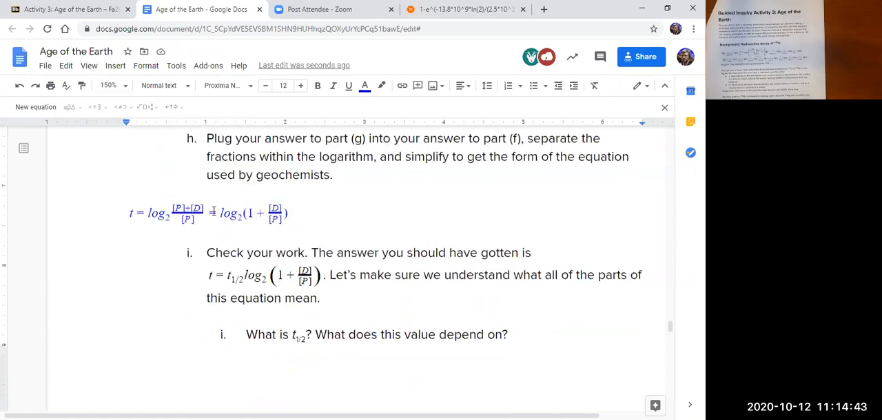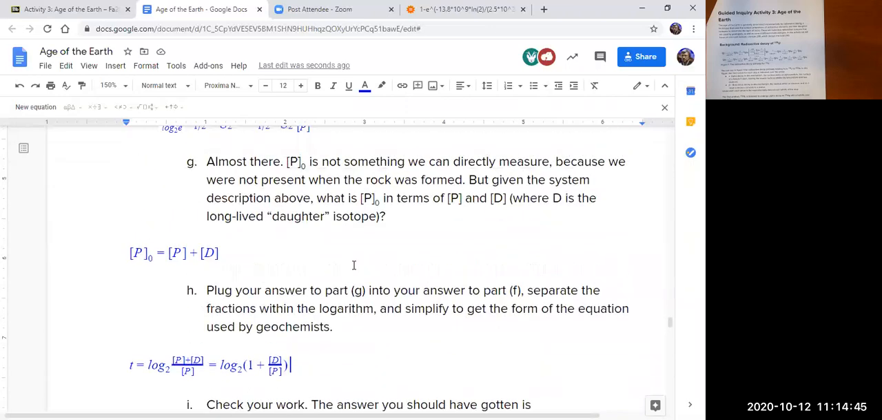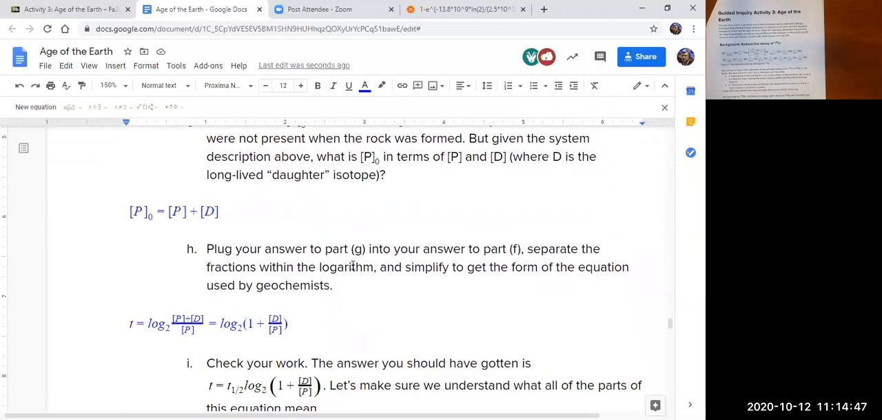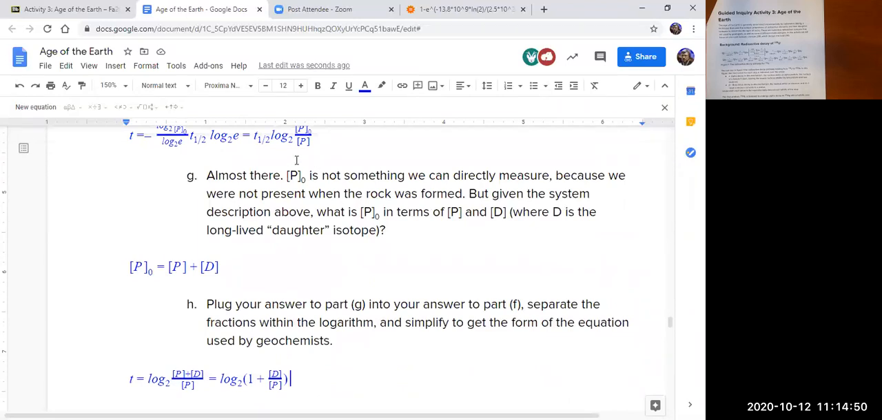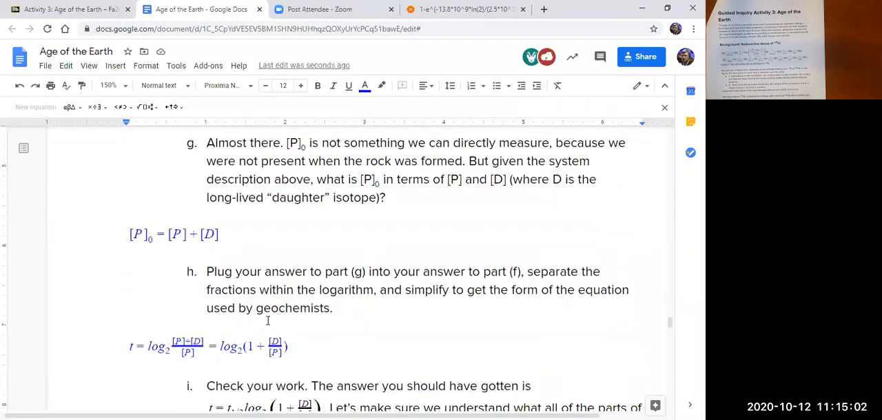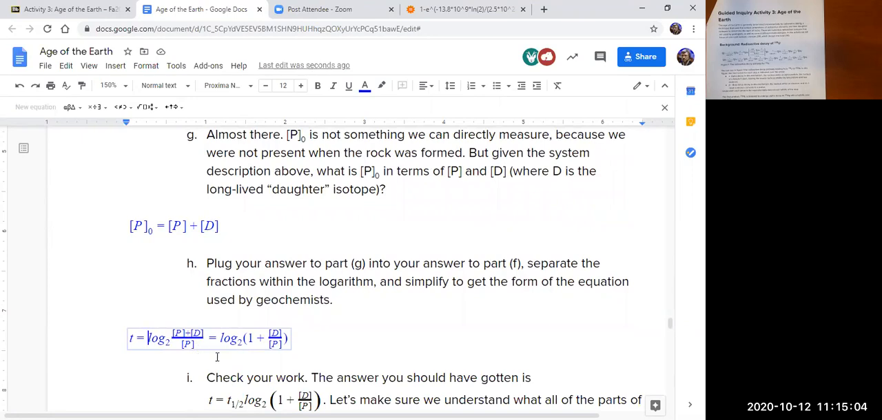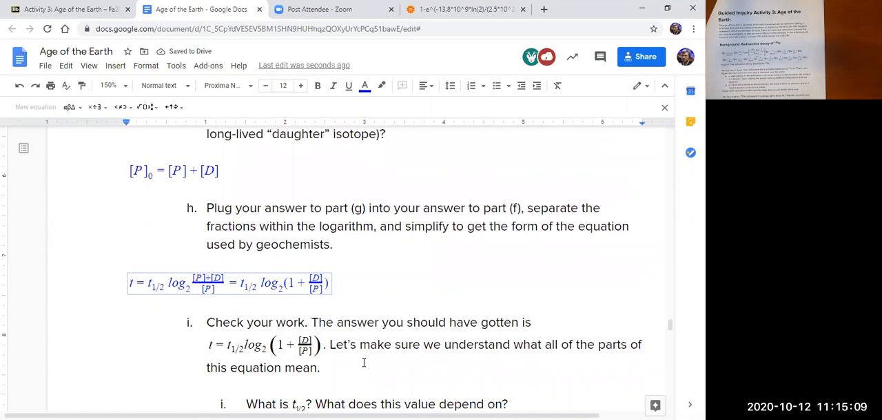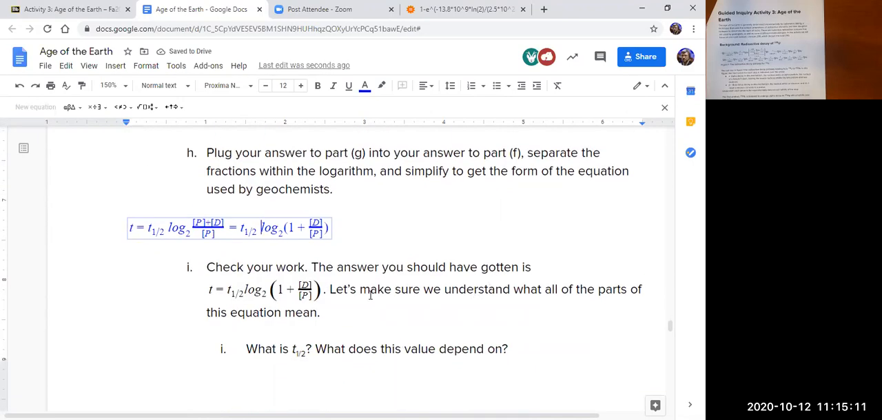And indeed, why did the T1/2 get taken out? You're right, thank you. That was a mistake. Appreciate that. So the T1/2 should be in here and there. Yep, thank you very much for catching that, Amanda. All right, so check your work. Yep, indeed, it is the same equation.